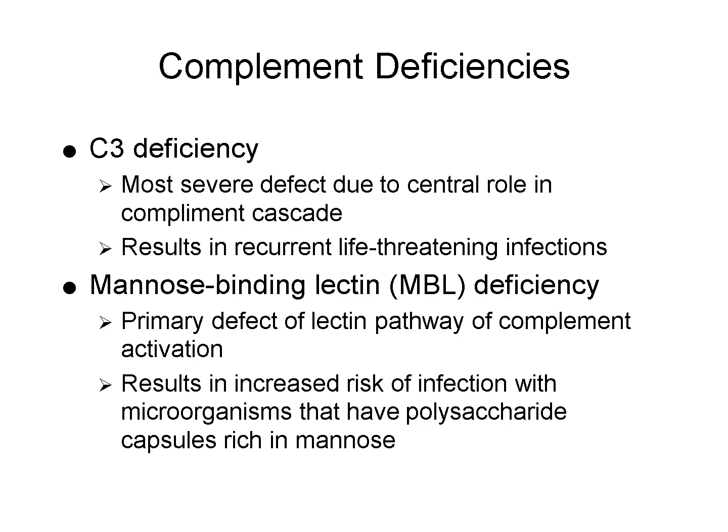Complement deficiencies impact the immune system's ability to clear pathogens and regulate inflammation. The most severe complement defect is a C3 deficiency because C3 is central to activating all complement pathways. Individuals with C3 deficiency experience recurrent life-threatening infections. Another complement defect, mannose binding lectin deficiency, primarily affects the lectin pathway and increases vulnerability to infections by encapsulated bacteria.